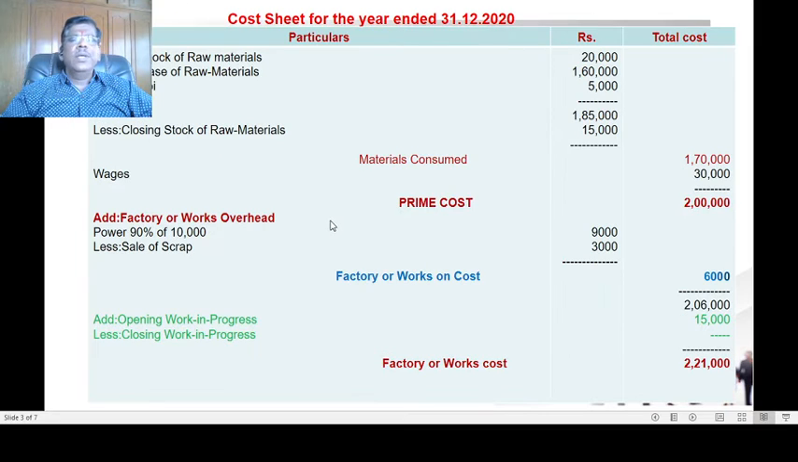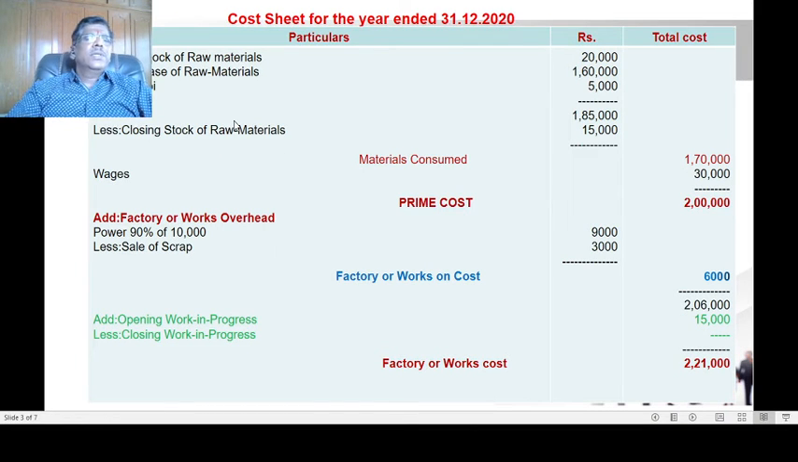Now we can prepare the cost sheet. In the cost sheet, the opening stock of raw materials is 20,000, add purchase of raw materials, and add purchase related expenditure, that is carriage inward, which is one type of expense. Then you can add this purchase expenditure, 5,000, and you will get 1,85,000. Less closing stock of raw materials, that is 15,000. Then you will finally get the materials consumed, that is 1,70,000.